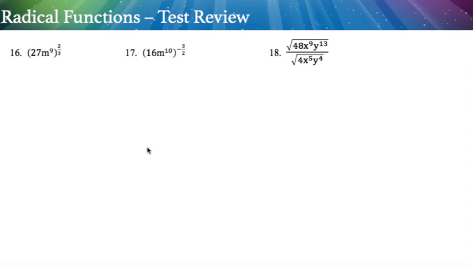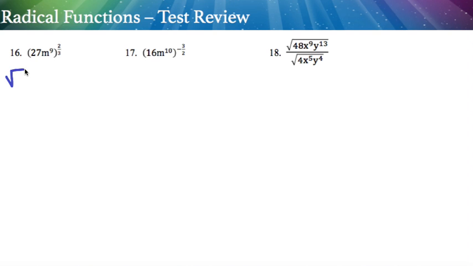So our first problem of this video is number 16. I'll tell you that I still do the 27 and the variable separately. Okay? When I look at the 27, I'm thinking about the exponent. The exponent tells me that there's an exponent and a root. The top number is the exponent, the bottom number is the root.